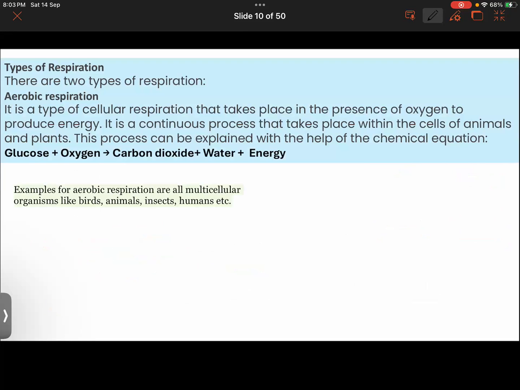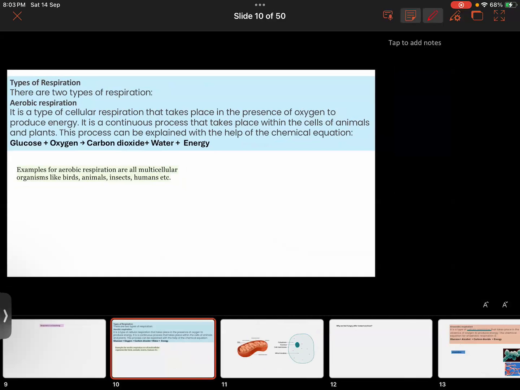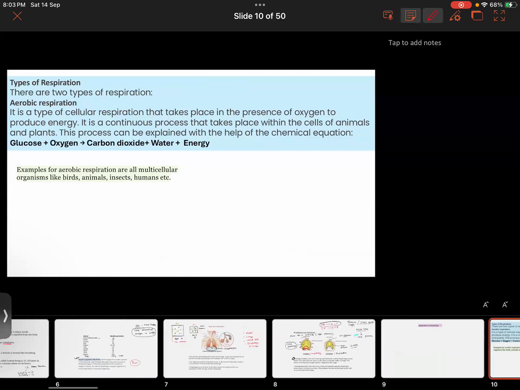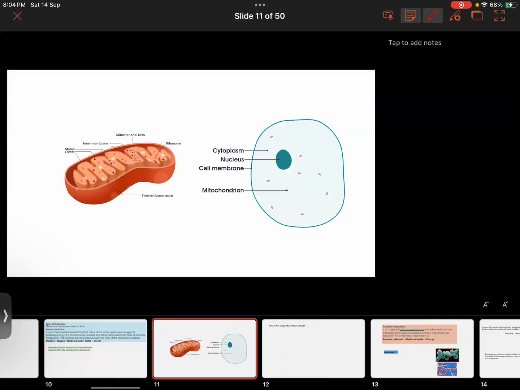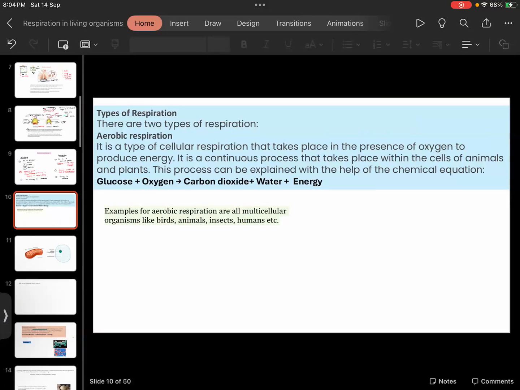So let us now learn about respiration. In general, first of all, let me tell you that respiration is basically a process in which the breakdown of the food takes place. The food will be broken down to obtain energy from it.